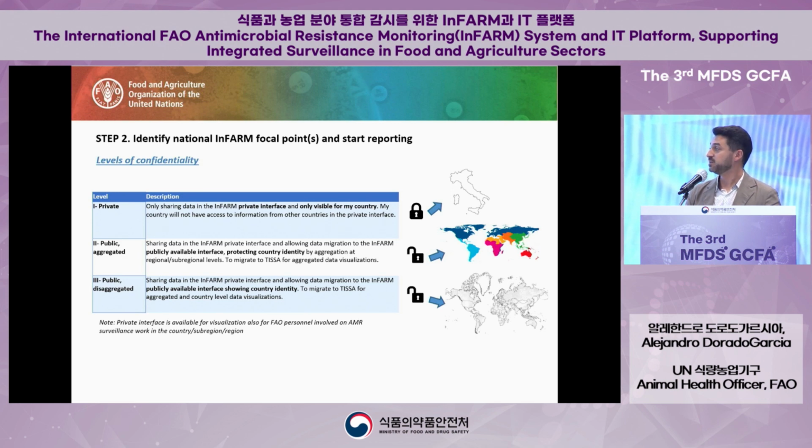And then the public level 3, which is the most desirable one, the one that is used in many countries, but also in the European Union. This is the one that they are using also in GLASS, this level of confidentiality. So countries share the data into the private interface. They get access to their own data visualizations. But then on an annual basis, we will migrate all this data to a public interface, also showing the country identity.